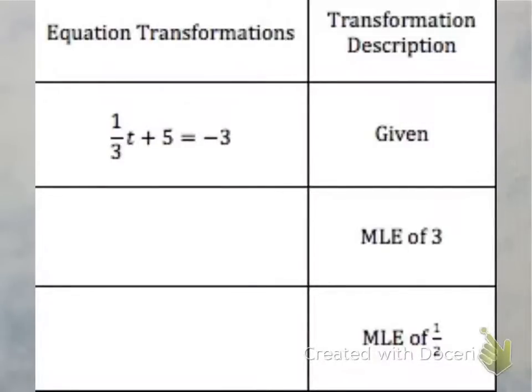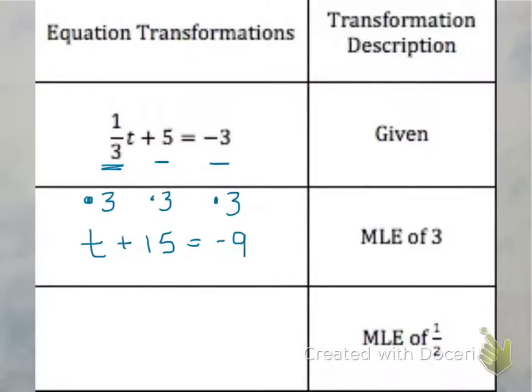When I multiply both sides of this equation by 3, I have to watch because I have 2 terms on the left and 1 term on the right. When you're applying an MLE, you have to make sure you apply it to all the terms. So I'm multiplying by 3, but I have to multiply each term by 3. That's going to give me t plus 15 is equal to -9. So again, just watch that you're applying the MLE to all the terms.